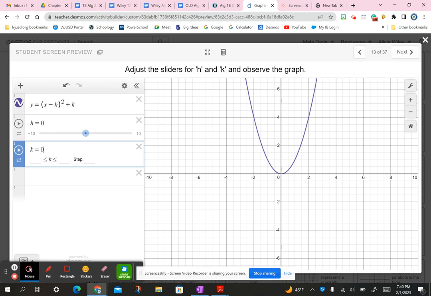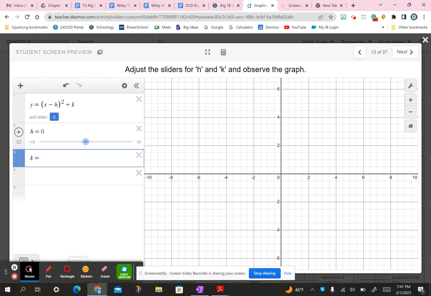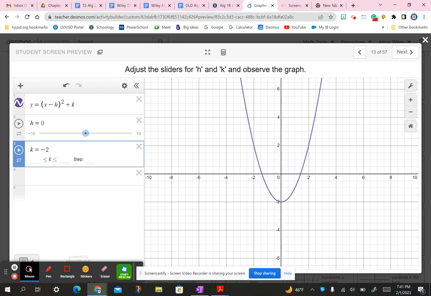If I change the k value, I could just type something in like 5, and you can see what happened to our graph. It went from 0 and it went up to 5. I could change it to a 3, and you can see here that it's gone up 3. If I change k to something negative, like -2, you can see that the graph is moving down, and it's moving down 2.